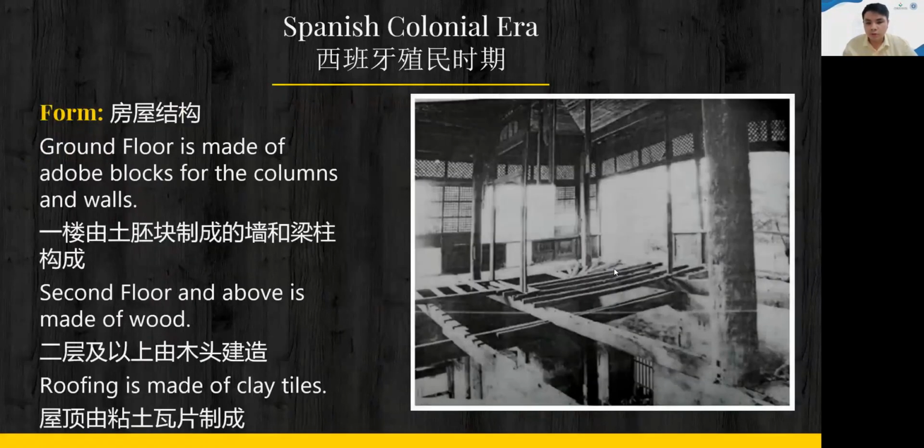So in terms of the form, a Spanish colonial era structure follows the hybrid type of construction. This is a picture of a structure of a bahay na bato previously discovered and studied by the archaeologists and historians in the Philippines. You can see that the ground floor is made of stones, particularly the columns and the walls, and the second floor is made of wood. These are wood joists comprising the support for the second floor slab.